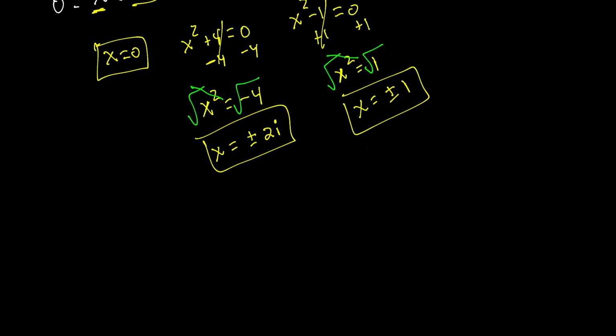And now I can list all of my solutions. I'm going to have 5. So my solutions are 0, 2i, negative 2i, 1, and negative 1.